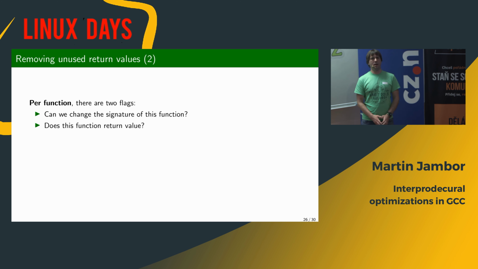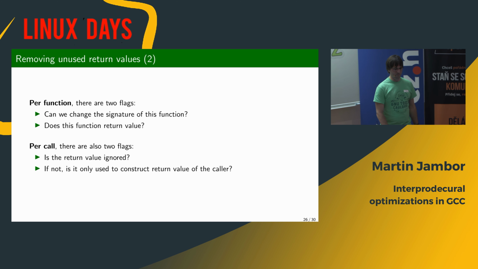Very quickly, how this works. For all functions, we gather only tiny bits of data, and that is whether we can actually change the signature of the function at all, and whether the function returns a value, because of course we do not want to remove them from functions that do not return a value, that are already void functions.